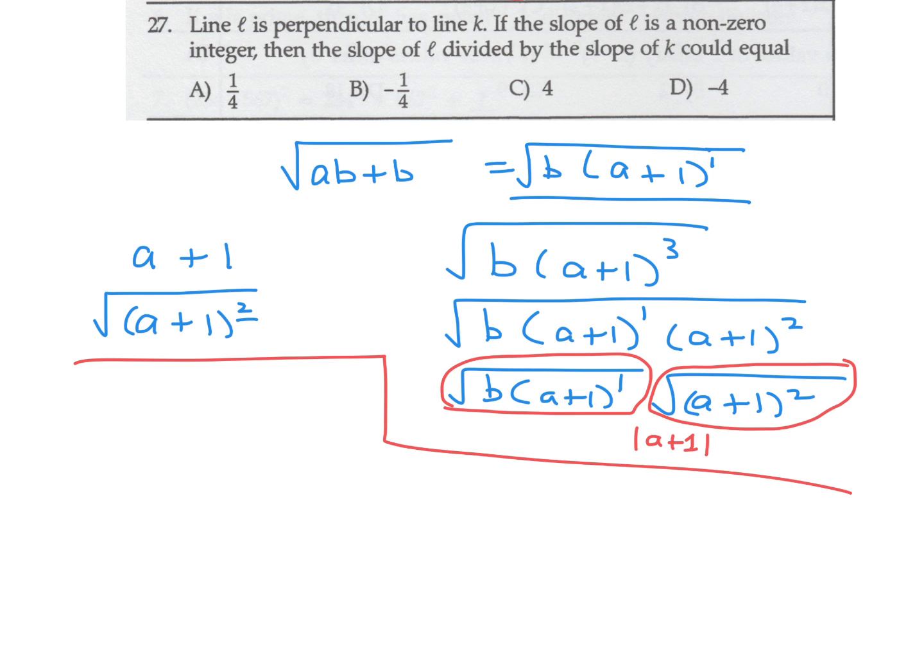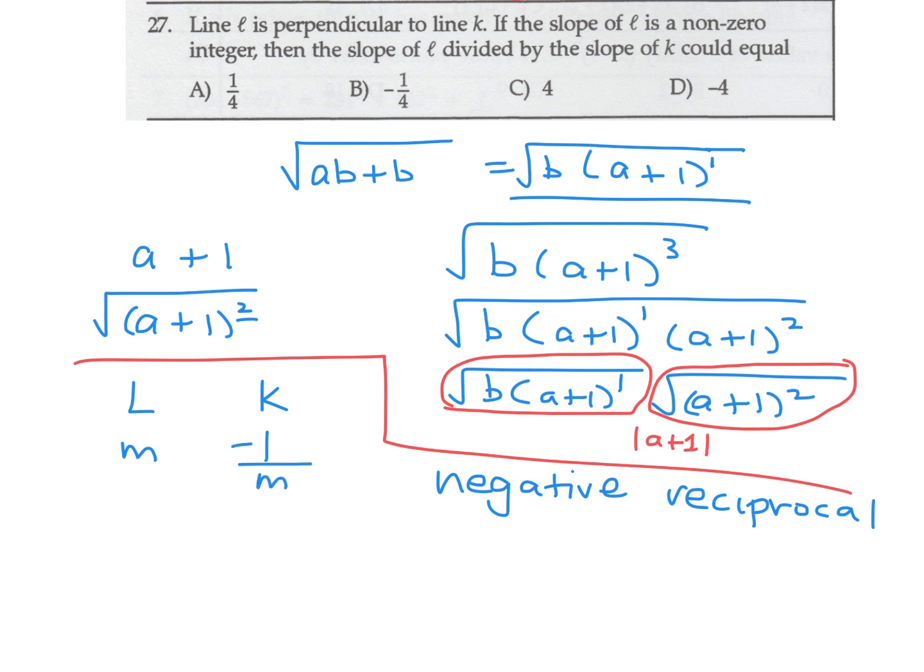Line L is perpendicular to line K. If the slope of L is a non-zero integer, then the slope of L divided by the slope of K could equal. All right. Well, when you have line L, let's say its slope is M, right? The slope of K will be the negative reciprocal. So the negative reciprocal of M is negative 1 over M.